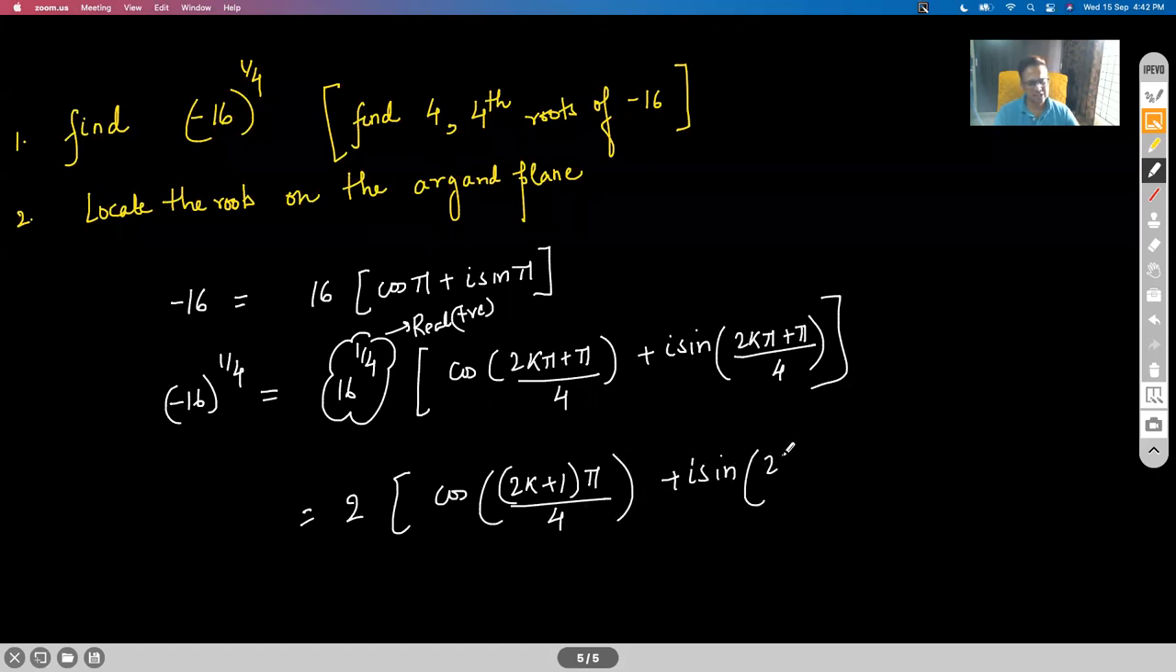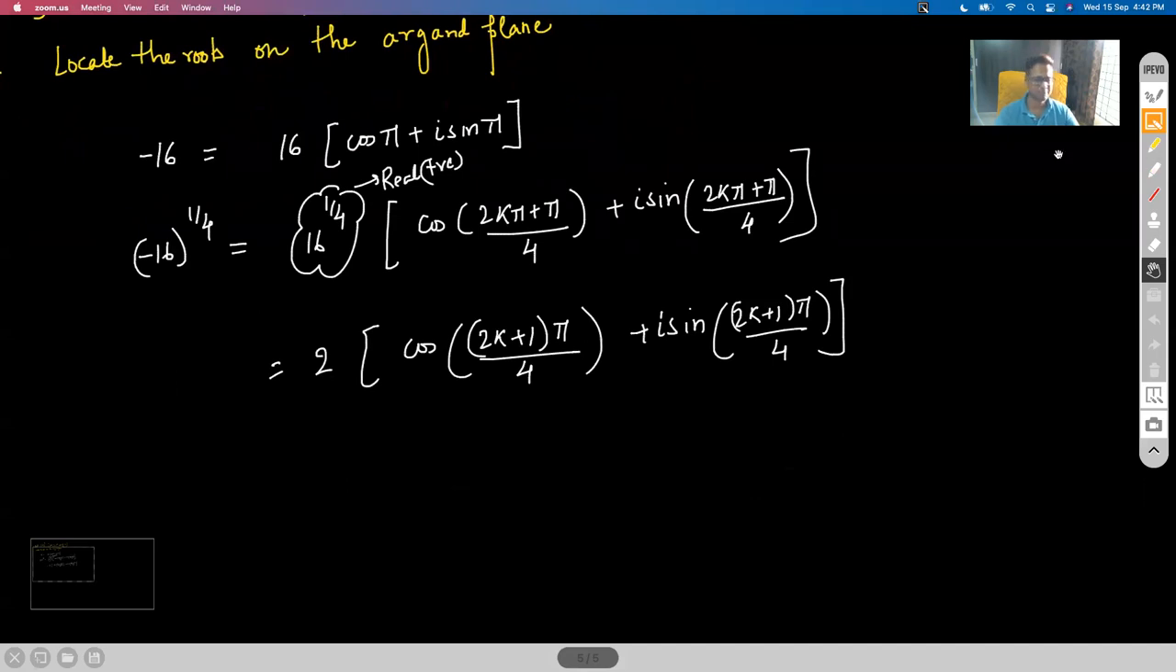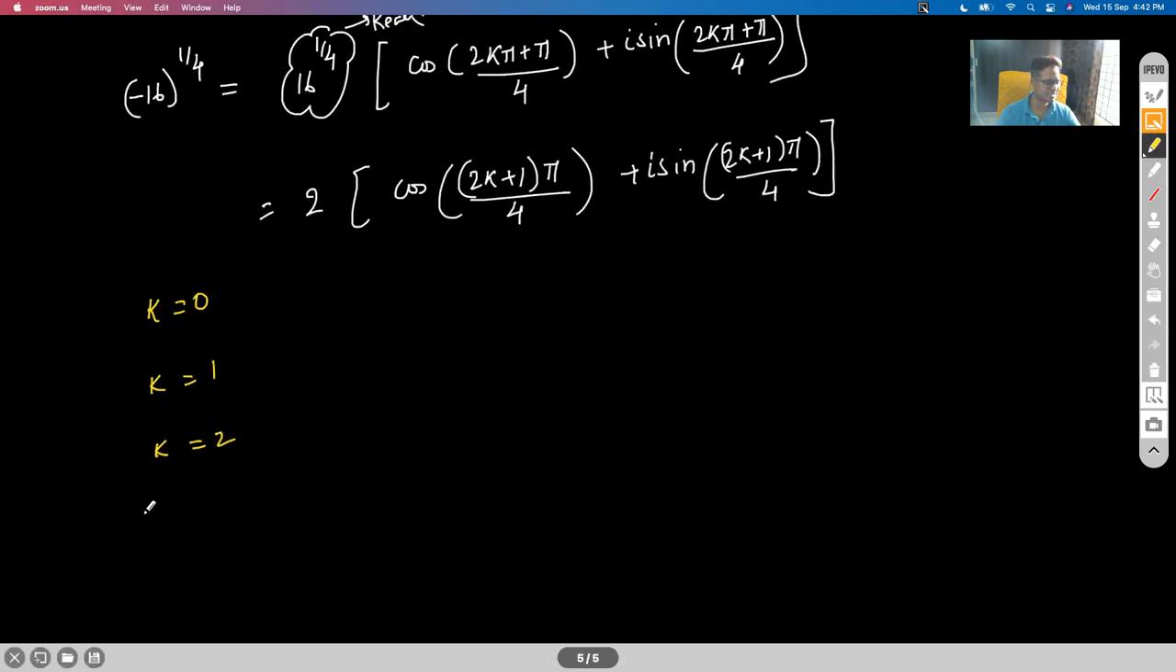Now start putting values of k. You could put any four consecutive integral values, but preferably we start with zero only. So 0, 1, 2, and let me make some space for myself, 3. When you put a zero, the very first answer that you will get as one of the fourth roots will be 2 cos π/4 plus i sin π/4. Correct me if I'm wrong.